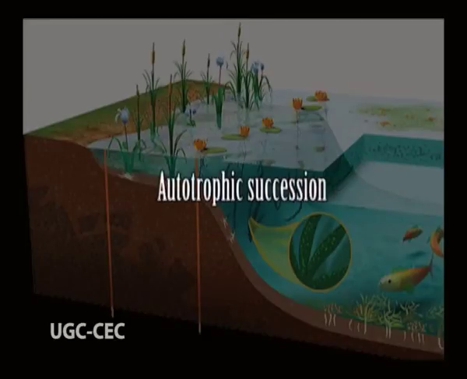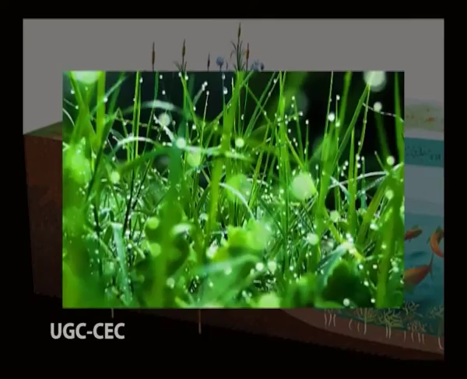Next one is autotrophic succession. It is characterized by early and continued dominance of autotrophic organisms such as green plants. It begins in predominantly inorganic environments and the energy flow is maintained indefinitely. There is a gradual increase in the organic matter content supported by energy flow.